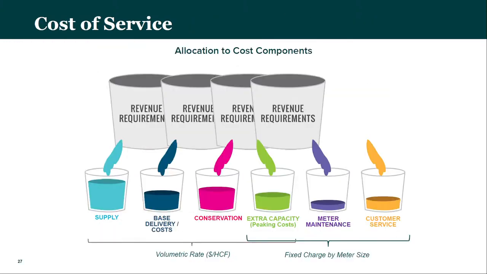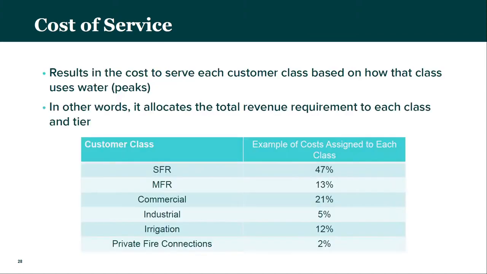So like I said, a cost of service takes all of your costs and puts them in these different buckets here. Cost to supply water, deliver water. You see peaking there in green. The green bucket is that peaking cost that I just talked about. There's cost to maintain meters, there's cost to bill your customers. We put it into these different buckets. And then the result of a cost of service is, here's the bill, right? At the end of the day, we know single family owes 47% of the bill. Multifamily owes 13, commercial owes 21, and so on. So that's the result of a cost of service.